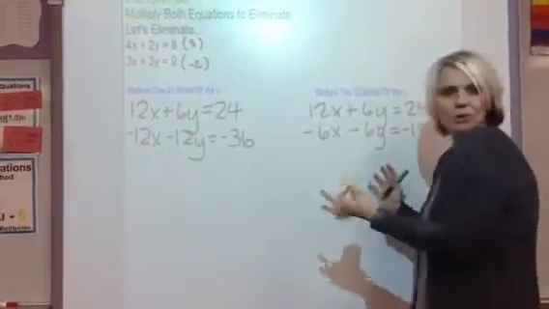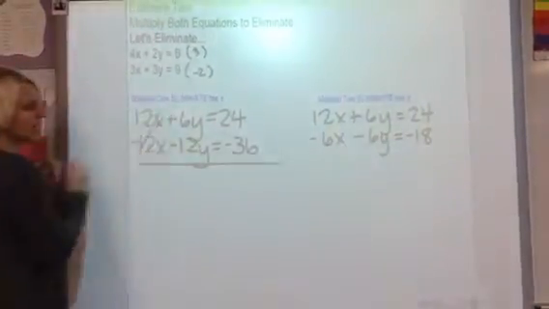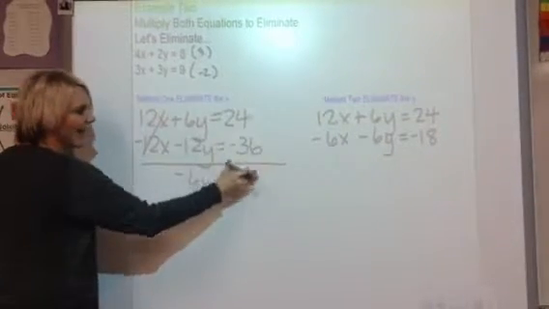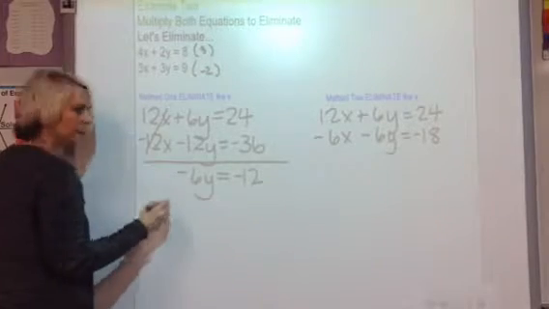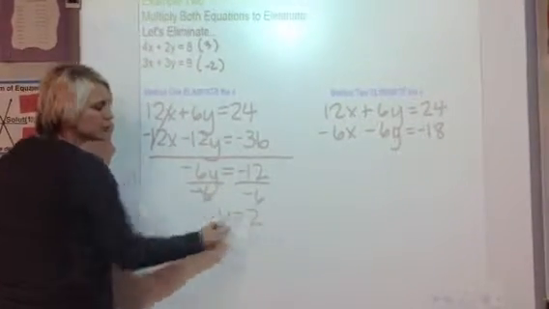But since we do have both of these set up, let's just go ahead and find x and y. So in this case, this x cancels. This would be negative 6y equals, when I add, I'm going to get a negative 12. I divide by negative 6, and I get y equals 2.